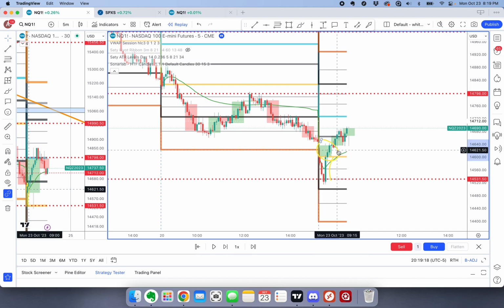Being able to delete these. But you see how this is a hammer. This is pushed down, recovered, and held above here. This now is major support. It should never come back. And remember, you're above VWAP.